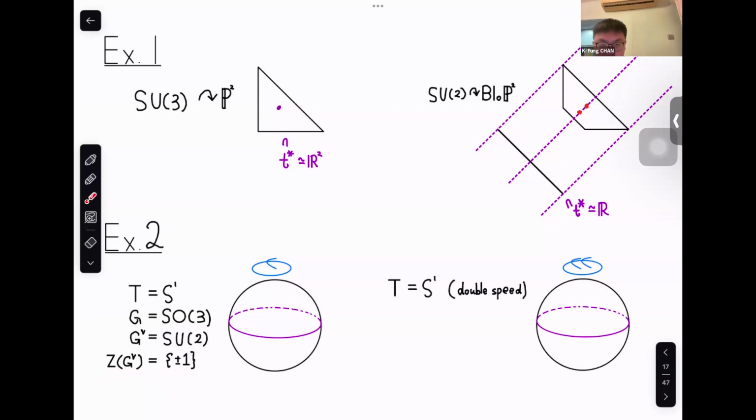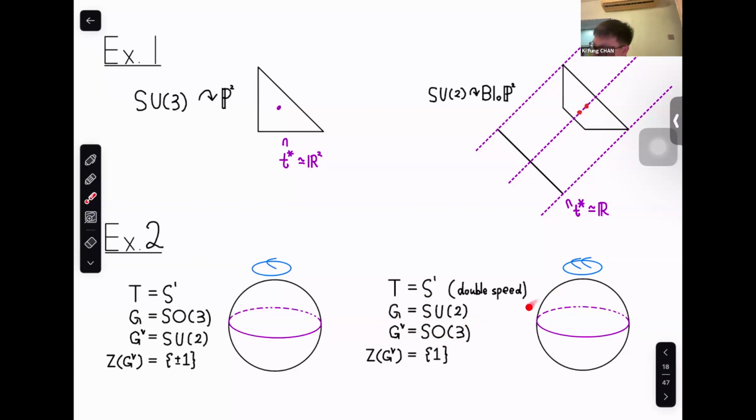There's a similar example. Still S1 acting on the sphere, but the action is the square of the previous one, so the speed is doubled. This time this S1 action can extend to an SU2 action. Because the speed is doubled, we go to the double cover. And now the G check is equal to SO3 and the center of G check is equal to 1.